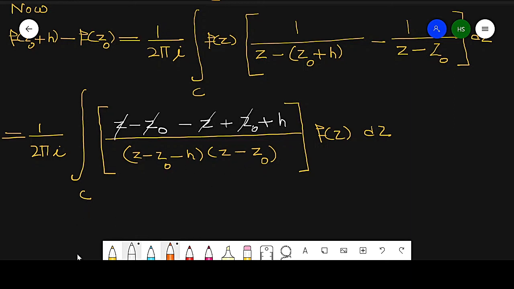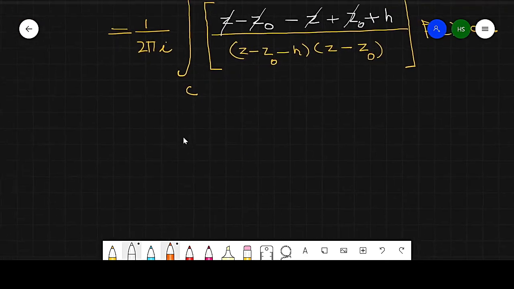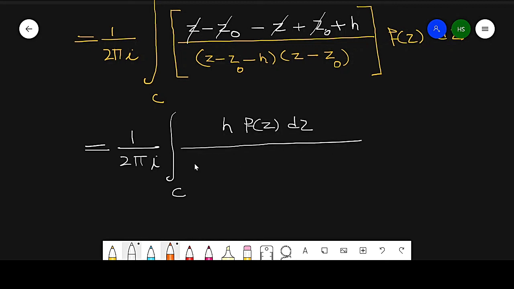So it implies in the next step, this is equal to 1 by 2 pi iota integration around c h f z dz over z minus z naught minus h into z minus z naught.